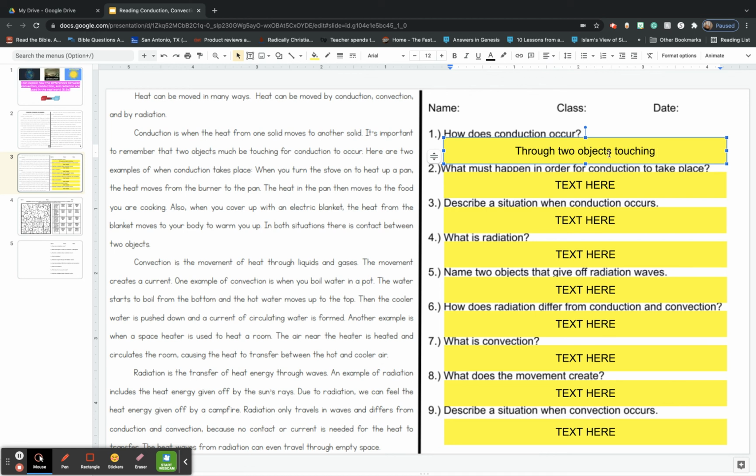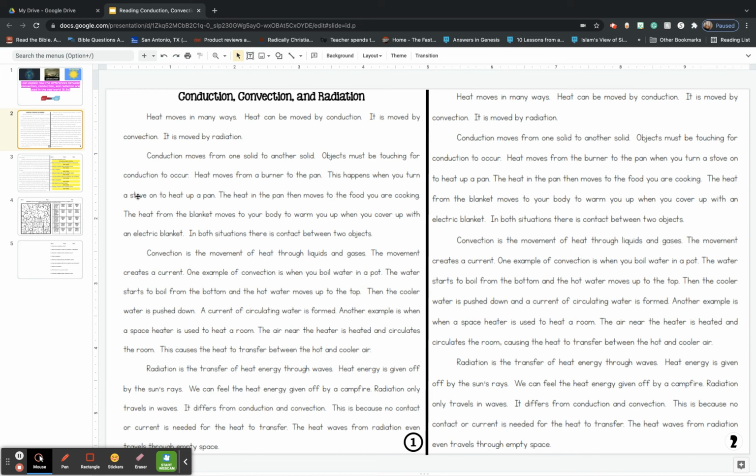The next one's what must happen in order for conduction to take place. Well, if I go back over here, it says here that conduction happens when you turn a stove on to heat up a pan, the heat in the pan then moves to the food you are cooking, and the heat from the blanket moves to your body to warm you up when you cover up with an electric blanket. In both situations, there is contact between two objects.